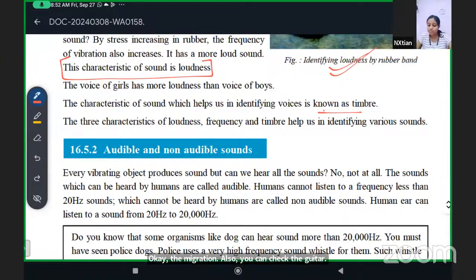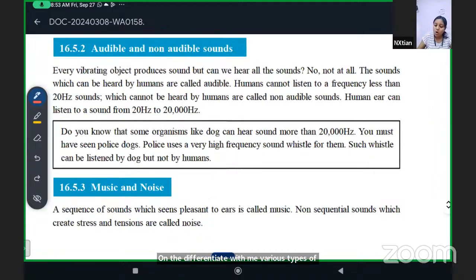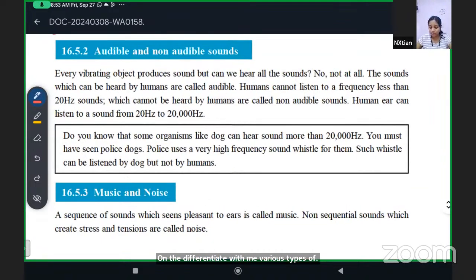The three characteristics of sound are its loudness, frequency, and timbre. They help us identify or differentiate between various types of audible and non-audible sounds. Every object that vibrates produces a sound, but not every sound can we listen to. These sounds, which can be heard by humans, are called audible.